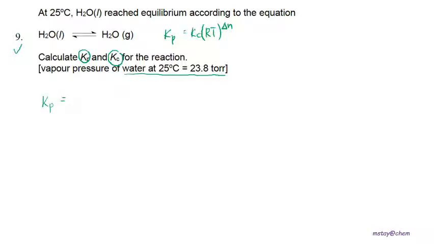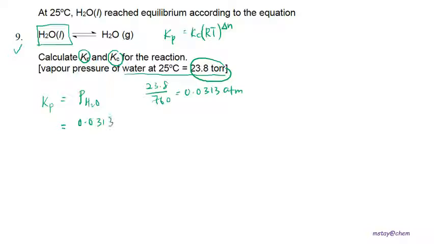So we start by writing the Kp expression, which is the partial pressure of H2O, and then the other one we do not include in the Kp expression. Because this is given to us in torr, which is 23.8, we can convert the 23.8 torr divided by 760, so that it will equal 0.0313 atm. So the partial pressure for the water vapor is 0.0313, which is also the same as the Kp value.